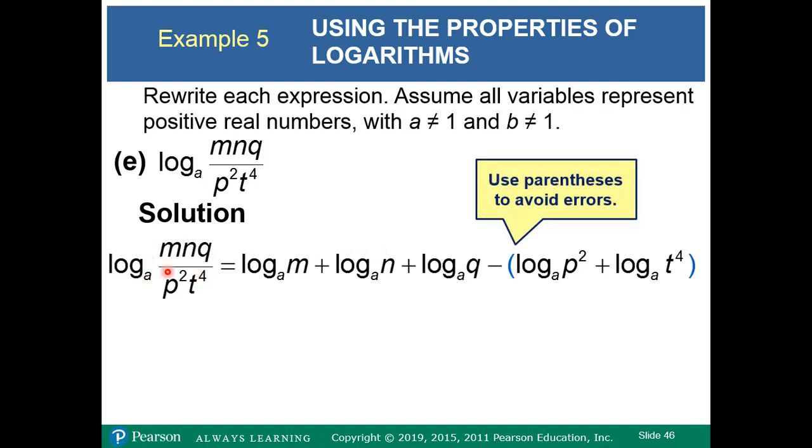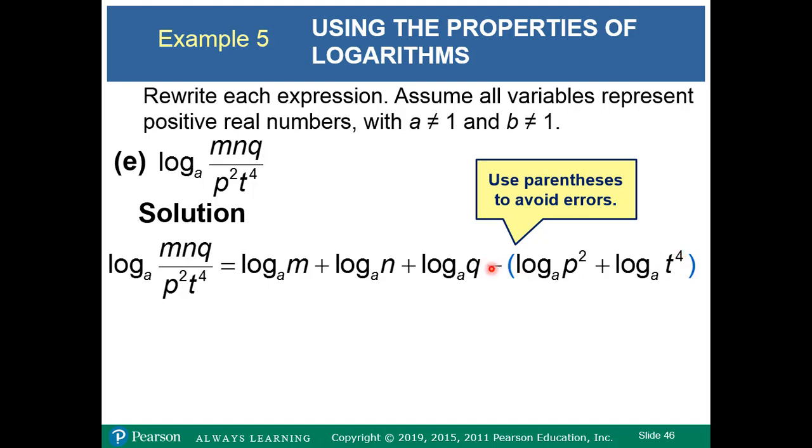Now, this would equal log base a of m plus log base a of n plus log base a of q. That takes care of the top. Minus the entire bottom. So we're going to have parentheses around here because we're subtracting the log of the entire bottom. Okay? So that means minus the log base a of p squared plus the log base a of t to the 4th.